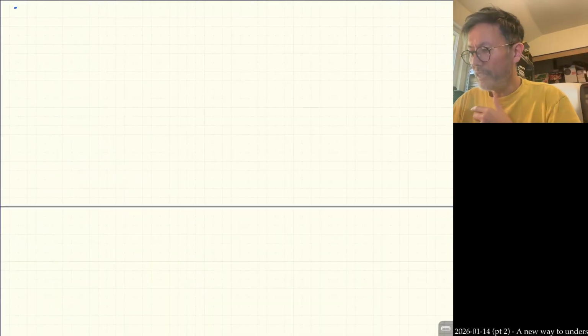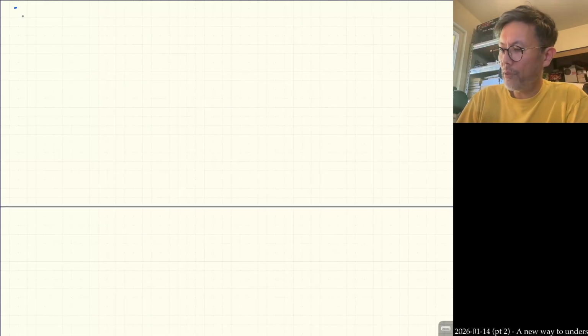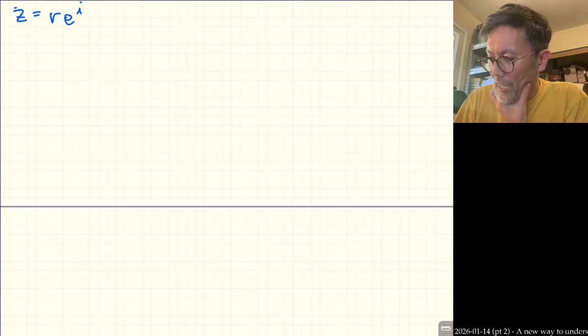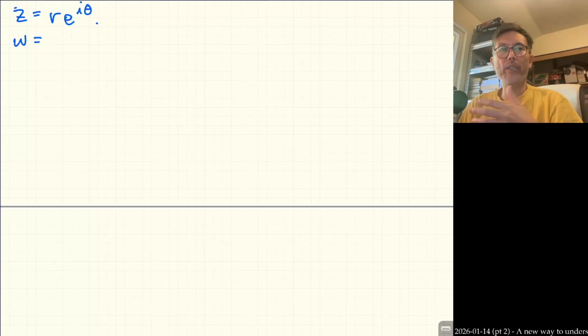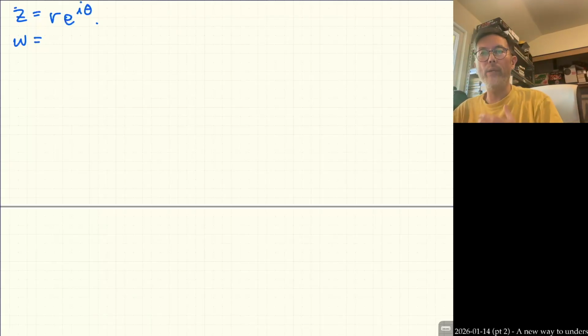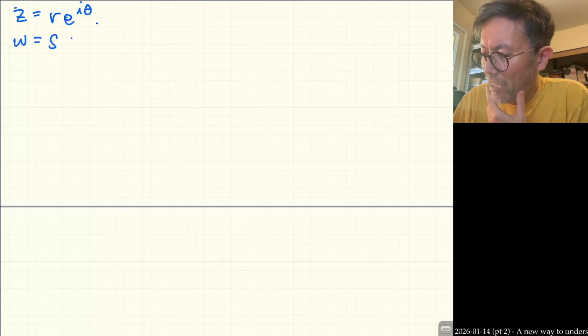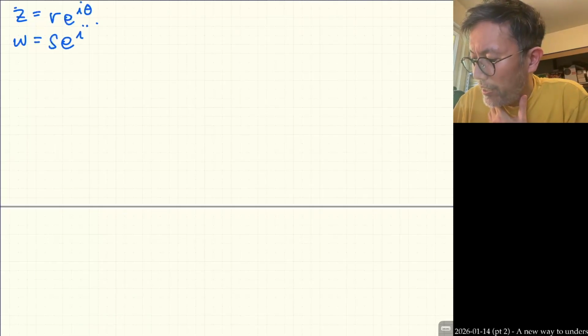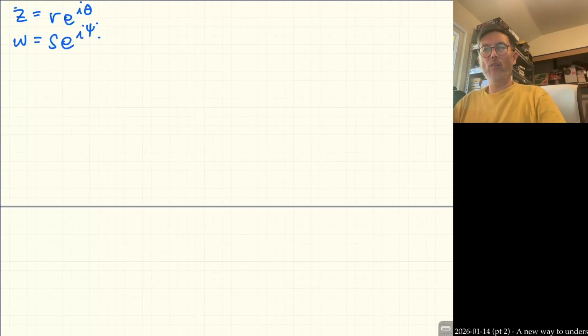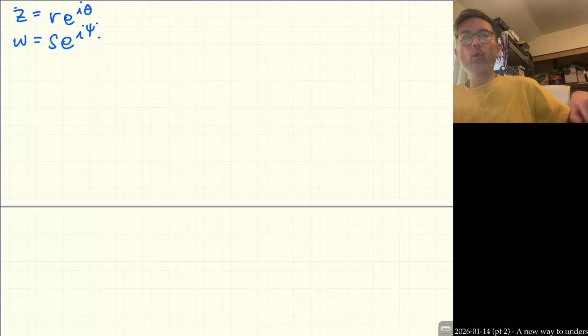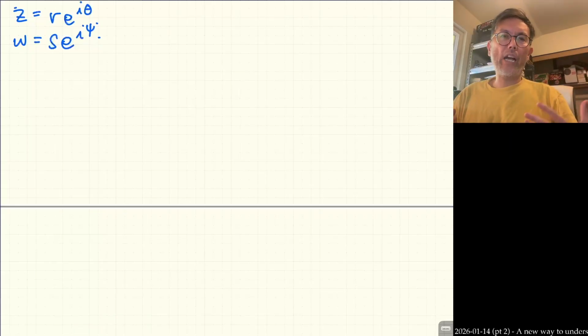So let's say that we have two complex numbers now. Let's call them z and w. z is going to be r times e to the i theta. And w will be again a complex number, and we're going to again write it in polar form. Let's write it as s times e to the i psi. I already used the letters r and theta, so I'm just using different letters, but this is still the polar form of w. That's how we should understand it.